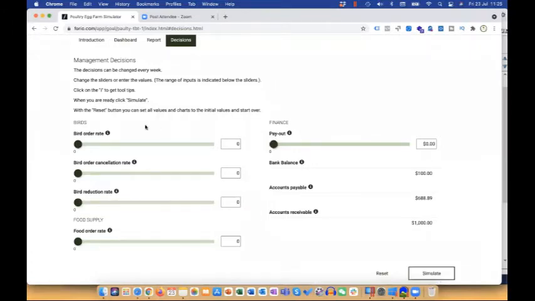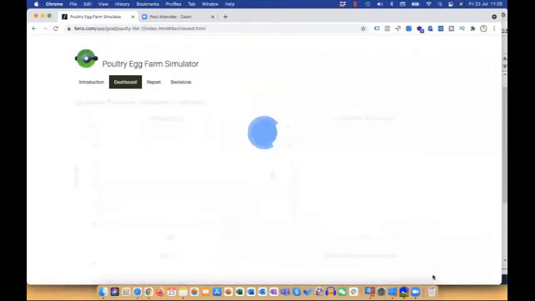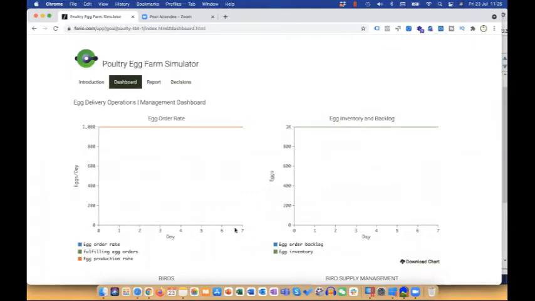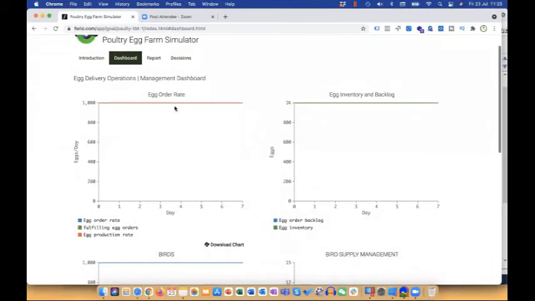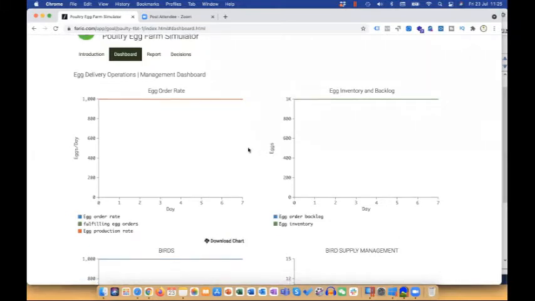So if we do nothing, and I press simulate, the simulation is moving forward by 7 days. So you see here the time unit is 7 days. At this stage, the farm is in an equilibrium stage, which means that we keep on ordering 1,000. We have 1,000 eggs that are being ordered by our distributor, for example. We have an inventory of 1,000 eggs, so everything is cool.